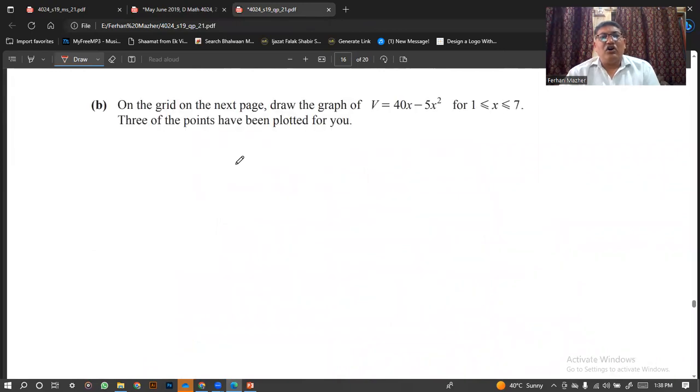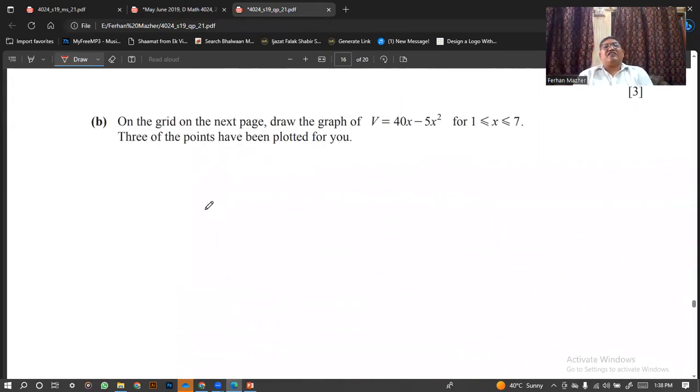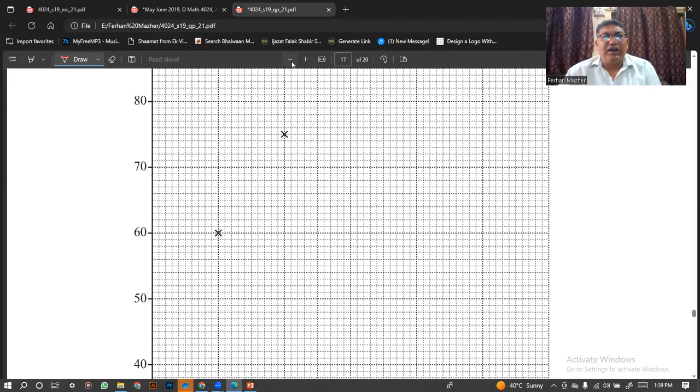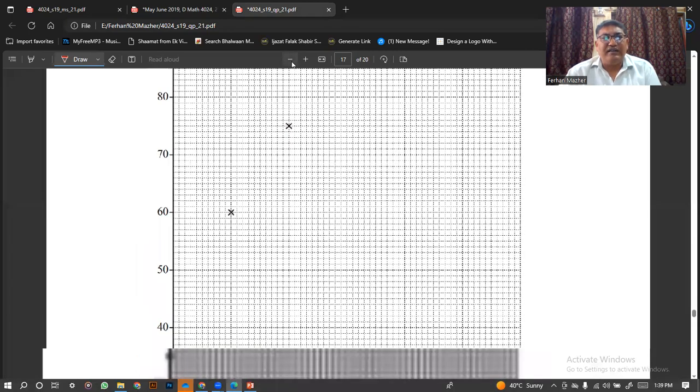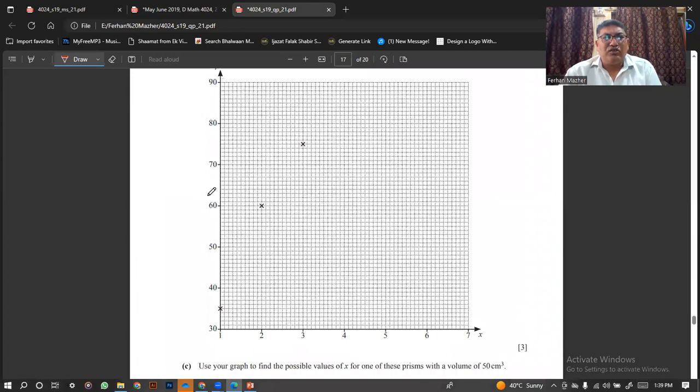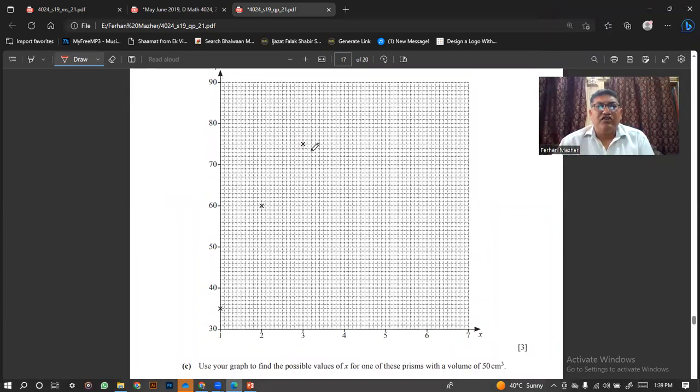He says on the grid on the next page, draw the graph V equals 40x minus 5x squared for x greater than or equal to 1 and less than or equal to 7. Three of the points have been plotted for you. So the 3 points have already been plotted here. You can see these points here.